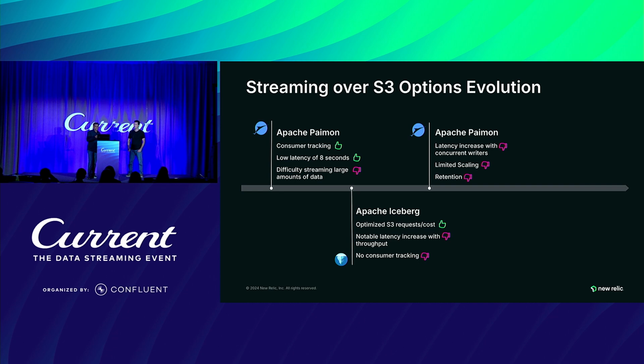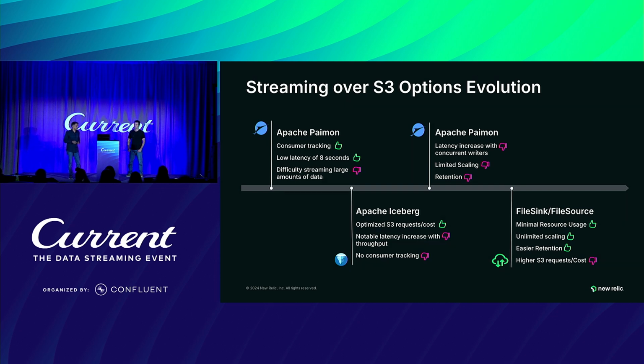The next thing left for us to try was the last option, which was the file sink and the file source option. I'll explain in more detail what this option is, but some of the benefits that we found with this were that it was using minimal resources. If Paimon and Iceberg were using 20% CPU, this was using 5% CPU usage. That was one good thing. And it supported unlimited scaling. You could go all the way to 512 subtasks, and it was able to auto-scale at that level.